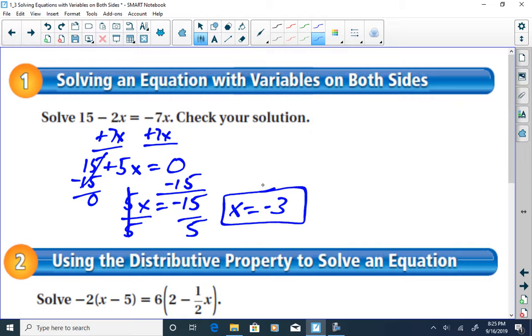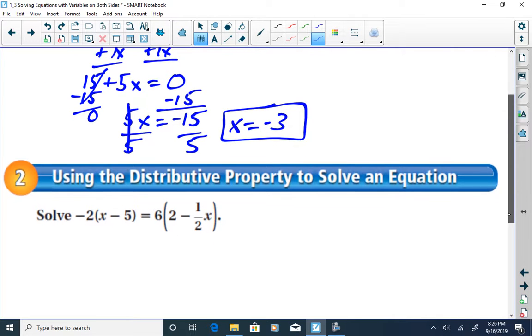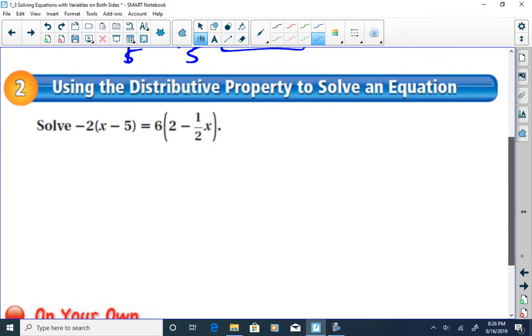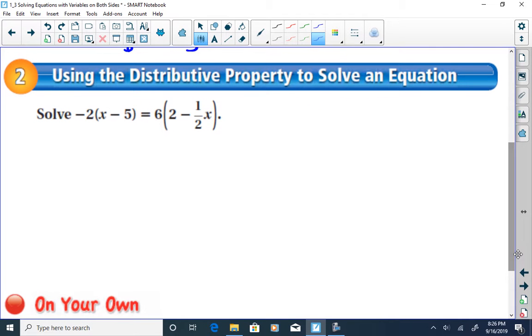I check my equation to see if that value for x is going to make the equation true. So let's substitute negative 3 for x in both situations. 2 times negative 3 is going to be negative 6. 15 minus negative 6, when we add its opposite, is going to be 15 plus 6, which is 21. Is 21 on the left side of the equation the same as negative 7 times negative 3? Yes, it is. So I know the value for x is negative 3 because it's going to make that equation a true statement.